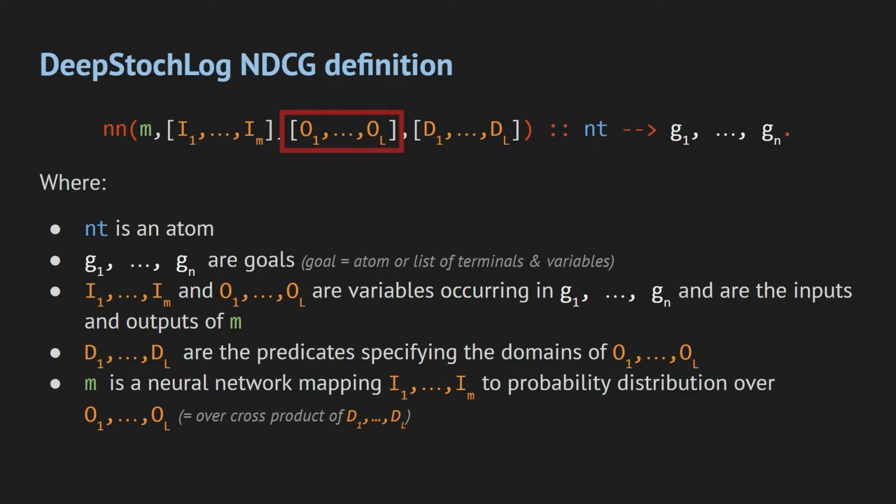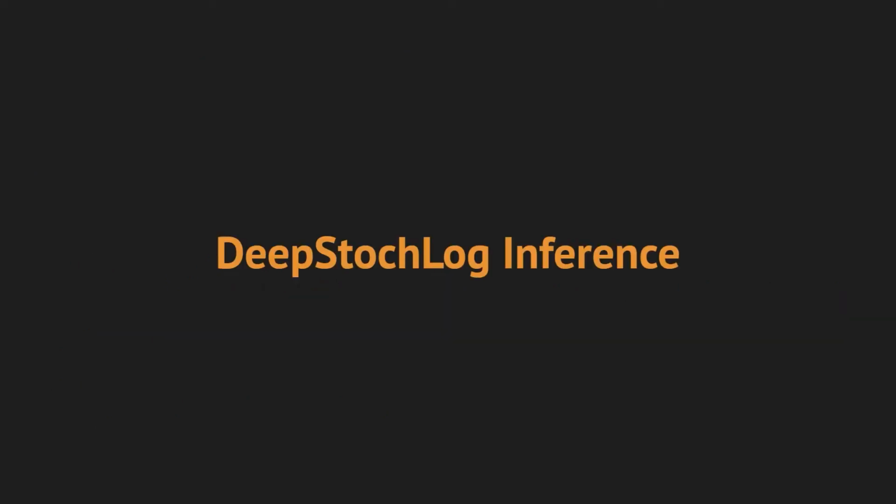All output variables O are also constrained by their corresponding domain D. The neural network M then maps a probability distribution over all possible output domains O. So, how can we perform efficient inference on these neural definite clause grammars?